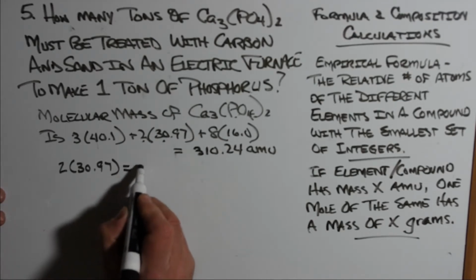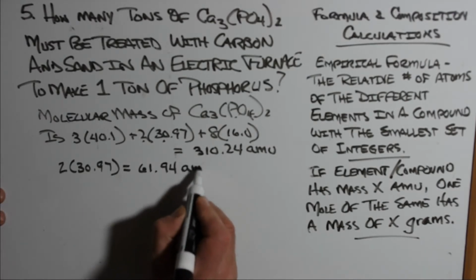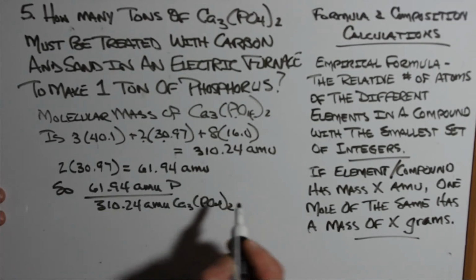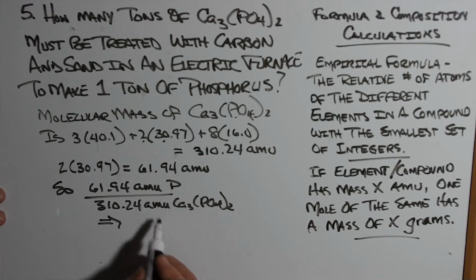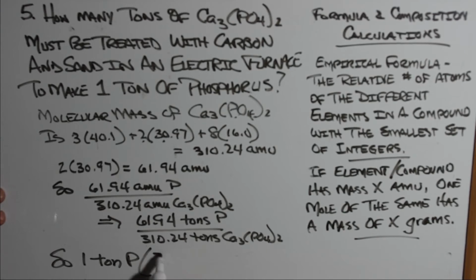How much of that is phosphorus? 2 times the mass of phosphorus is 61.94 AMU. So there's a relationship. 61.94 AMU phosphorus per every 310.24 AMU of calcium phosphate. It also means the same ratio in tons exists. So if we want 1 ton of phosphorus, we can use a relationship that we just calculated. We have 310.24 tons of calcium phosphate for every 61.94 tons of phosphorus.